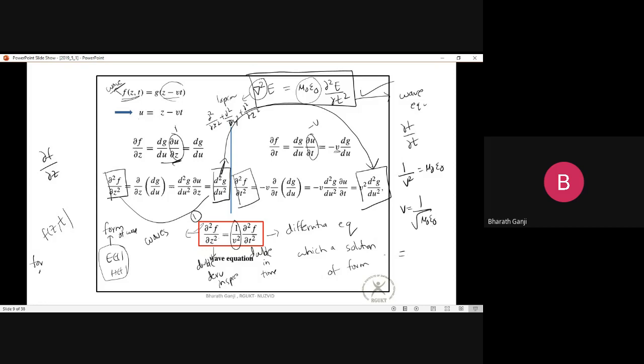If you have a calculator, you can put μ0 and epsilon and tell me what the answer is. Anyone? 3 into 10 power. Yes. So it will be close to 3 into 10 to the power of 8 meters per second, which is nothing but the velocity of light. So this has blown the mind.